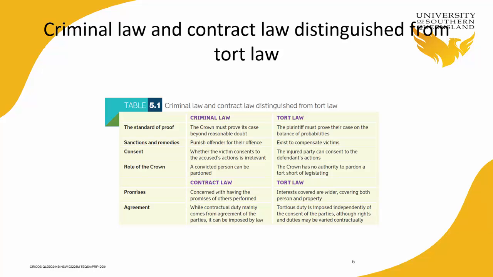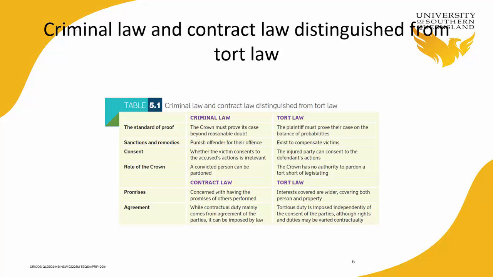As to the role of the Crown, under criminal law, a convicted person can be pardoned. Under tort law, the Crown has no authority to pardon a tort short of legislating. So if they want to pardon a tort, they have to legislate for that specific incidence, pardoning the person who has committed the tort. Which is just a theoretical possibility. Almost certainly it will not happen in practice.